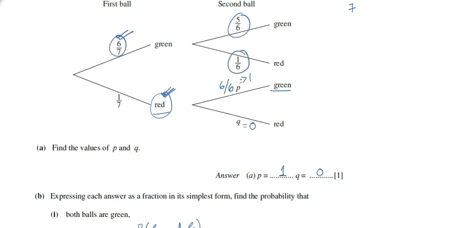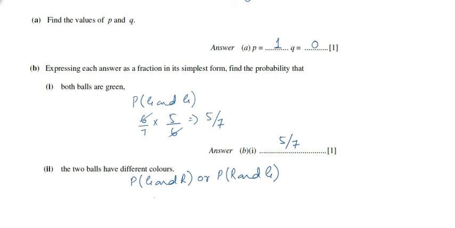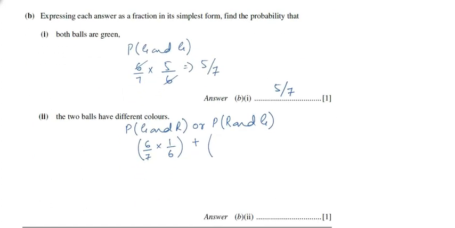6 upon 7 multiplied by 1 upon 6. Now let's write it here. 6 upon 7 multiplied by 1 upon 6. Now here we have OR, so plus sign. Now red and green. So first is red and the second is green. So the first red is 1 upon 7, and the second green is 1. So 1 upon 7 multiplied by 1.